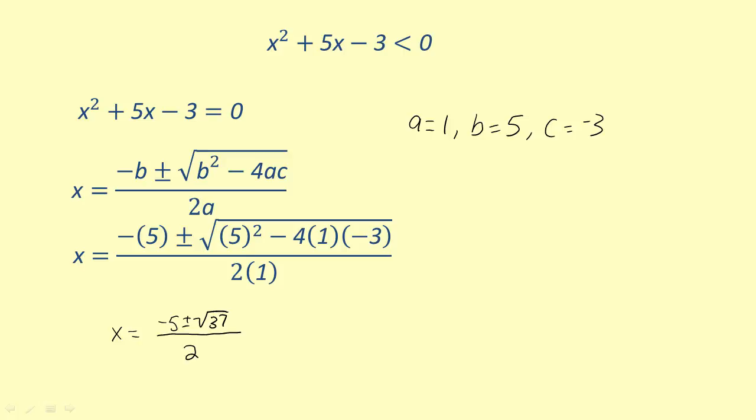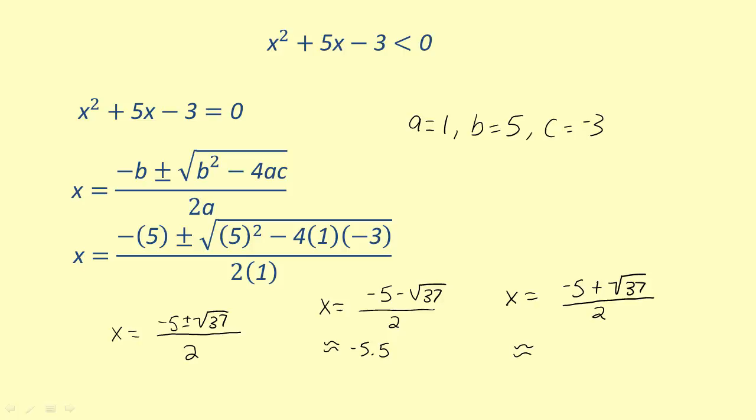Okay, our critical points are at x equals negative 5 minus the square root of 37 all over 2, which is approximately equal to negative 5 and 1/2, and x equals negative 5 plus the square root of 37 all over 2, which is approximately equal to 1/2.